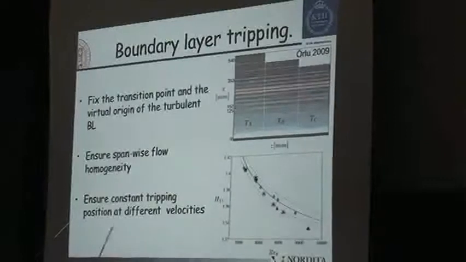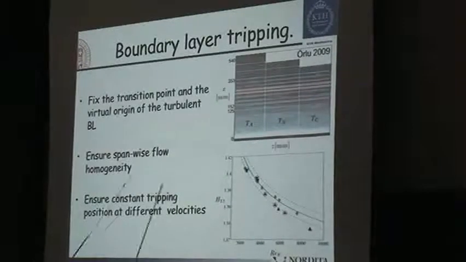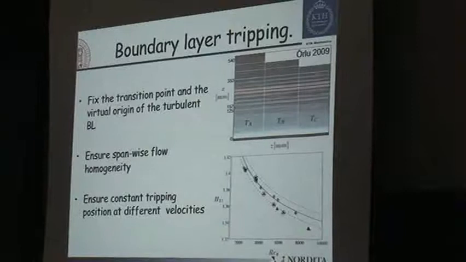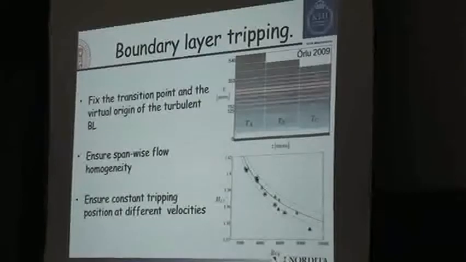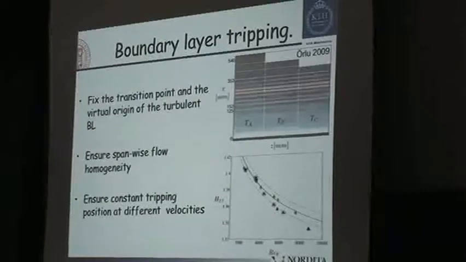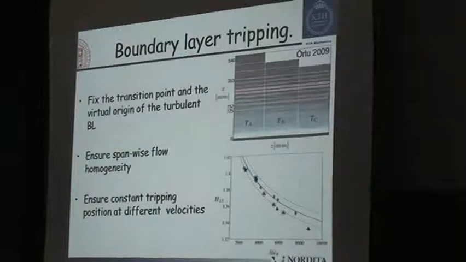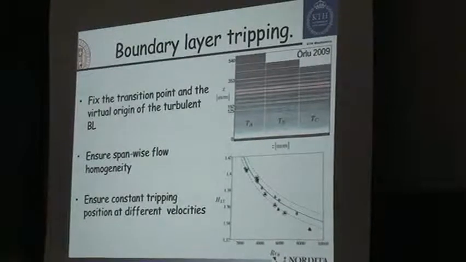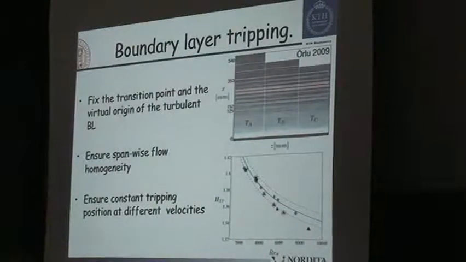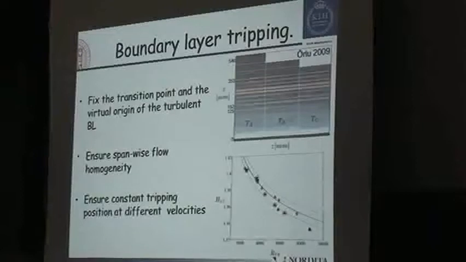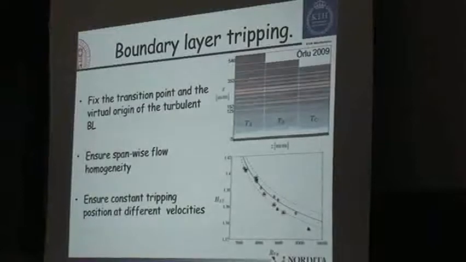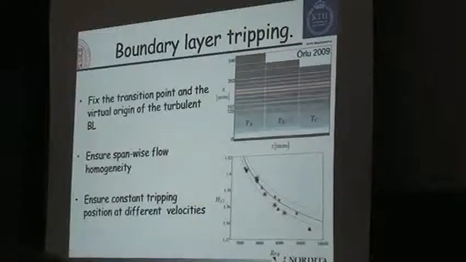Now, it is also important to fix it in the spanwise direction, because as you saw yesterday in the video from Henrik, these turbulent spots appear at different places. So you never know exactly where your turbulent boundary layer starts to develop. In order to have clean flow conditions, you fix this with this kind of roughness elements.